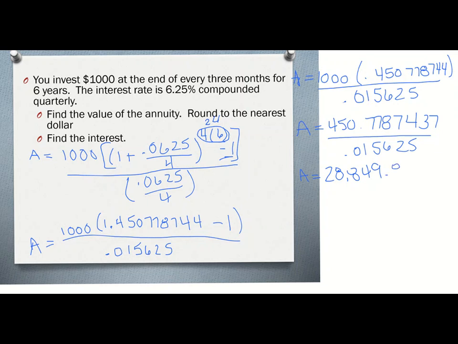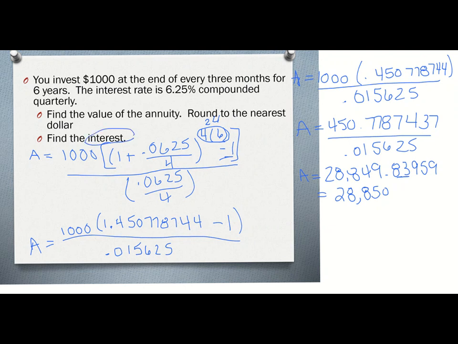$28,849. And then our change, we have 0.83959 for the whole thing, but they want us to round it to the nearest dollar. So because that's 83 cents, it's going to end up being $28,850. And then that's the value of the annuity after 6 years.